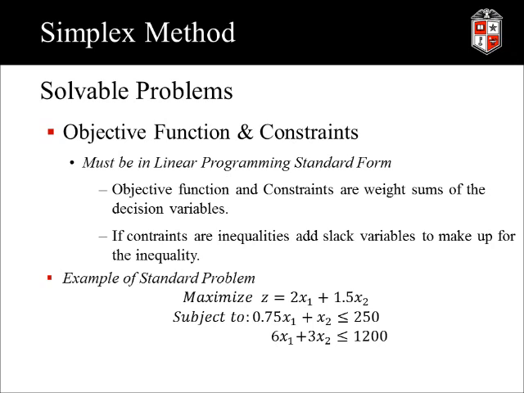As you can see, here's an example of a maximization problem where the first line is the objective function z equals 2x1 plus 1.5x2, subject to two different constraints. These constraints would have to be converted to equalities in order to make the method work.